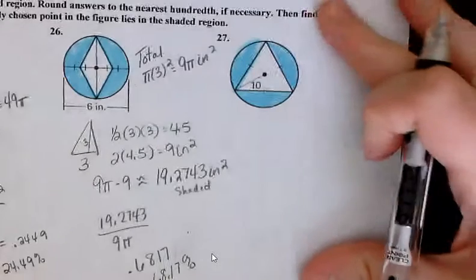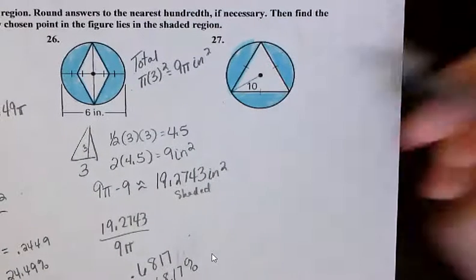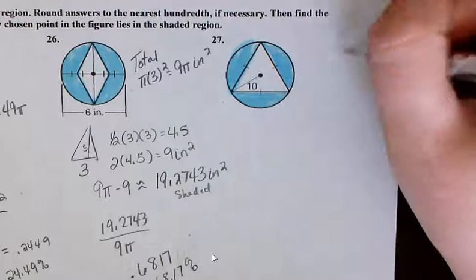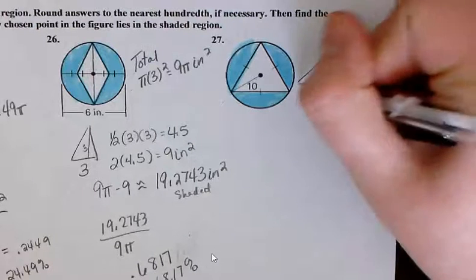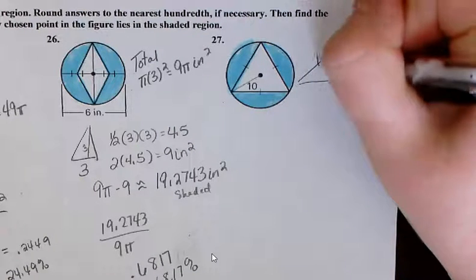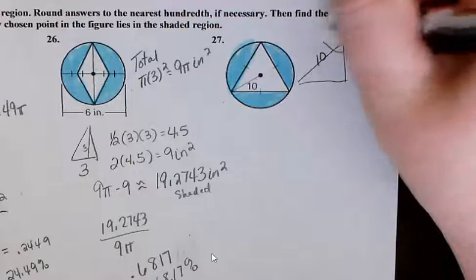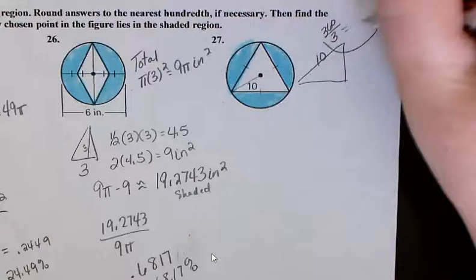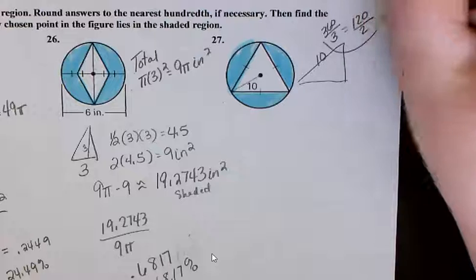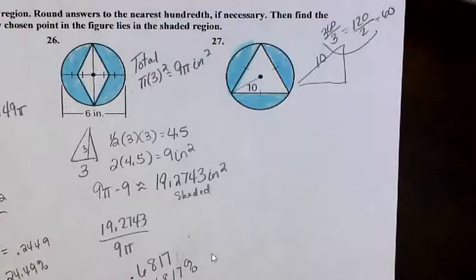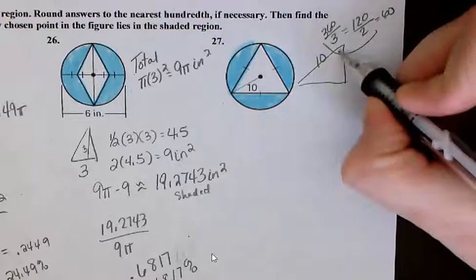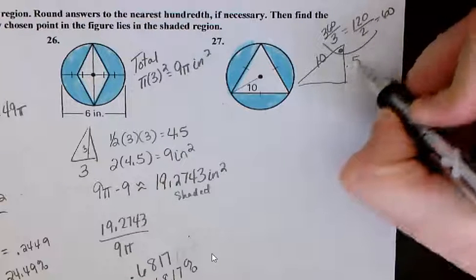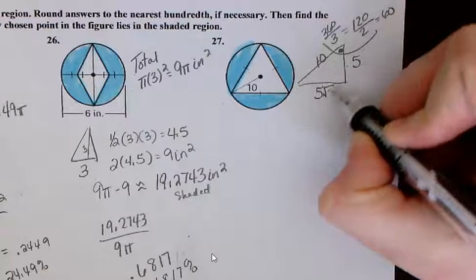On to number 27. On this one, I am given the hypotenuse of the triangle on the inside. Also, I know that this is a special right triangle. 360 divided by 3 sides equals 120. Divide that by 2 equals 60. So since this is a special right triangle with this angle here being 60 degrees, with the hypotenuse 10, this is my short leg, which is 5 root 3.